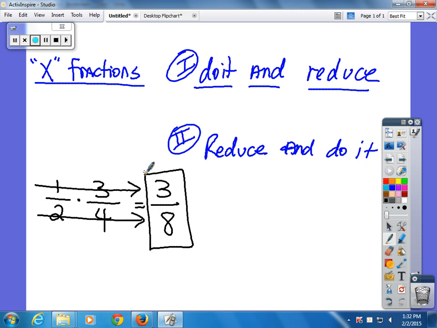Now that would come out to be 4/8. What would 4/8 reduce down to? 1/2.